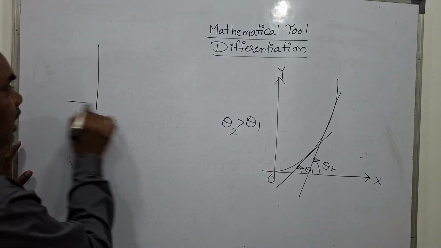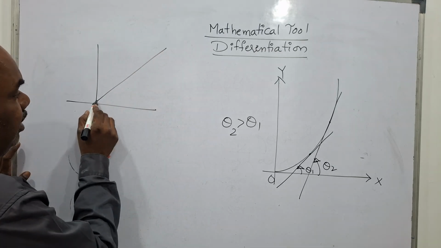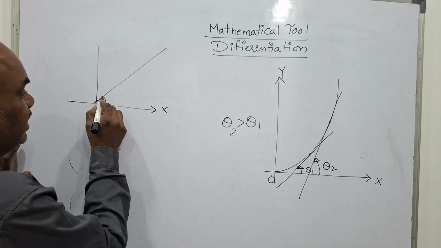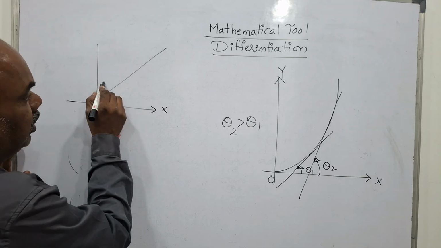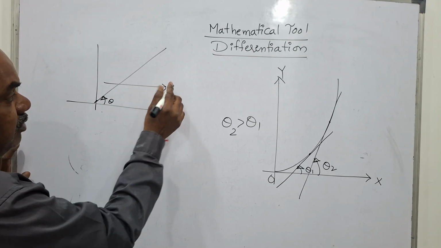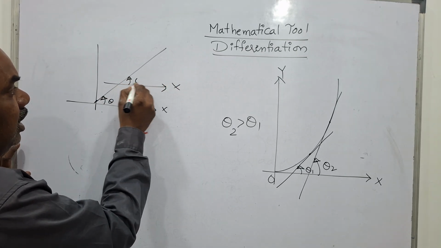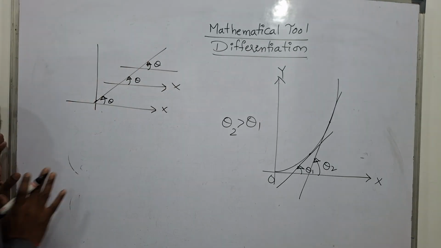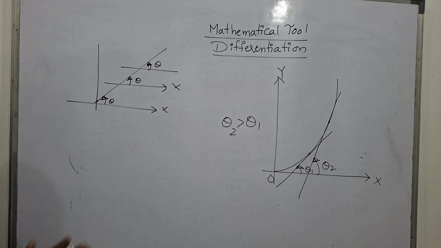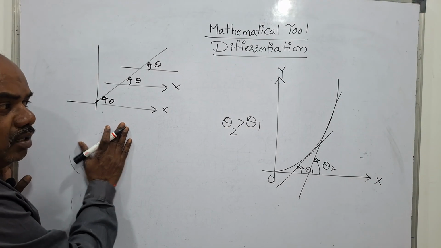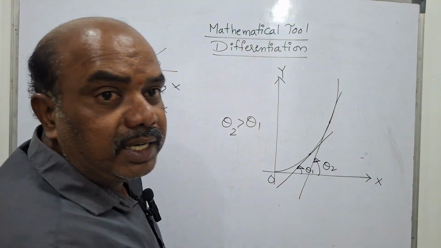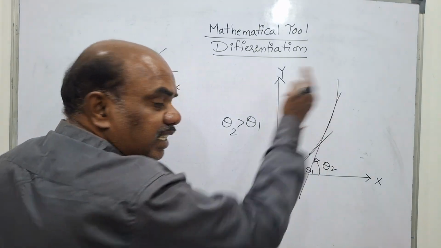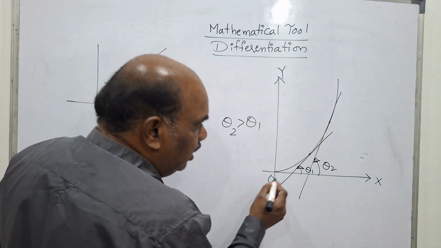Initially we saw that it is a straight line. Wherever you see the positive x-axis, this is theta. If you shift the x-axis here, this is theta. Theta is always constant here because it is a straight line. Theta is constant. Slope is constant. In this case, slope is constant. But here slope is not constant. Slope is changing. Slope is increasing.